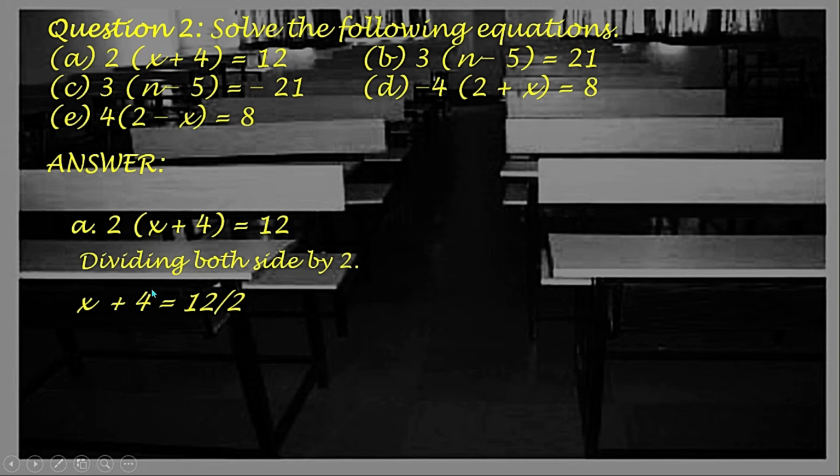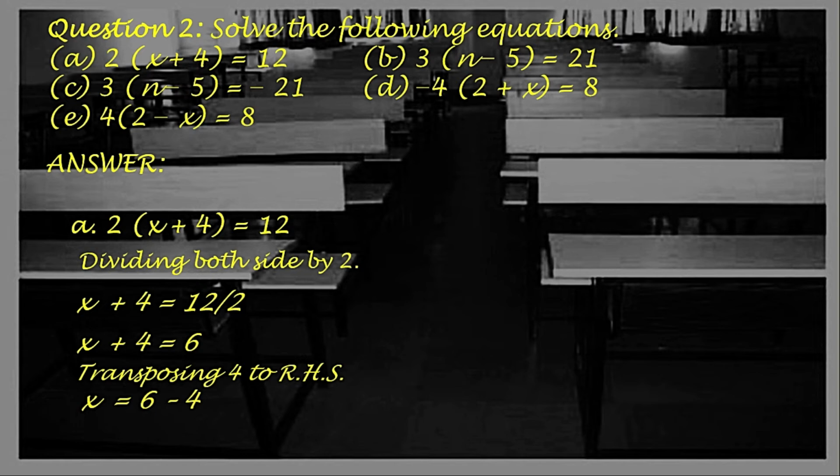Now we need to remove this 4, which is a positive number. So what we do here is transpose 4 to the right hand side. Then x equals 6 minus 4. Yes or no? The answer is 2. Okay, now I am going to solve the E part.